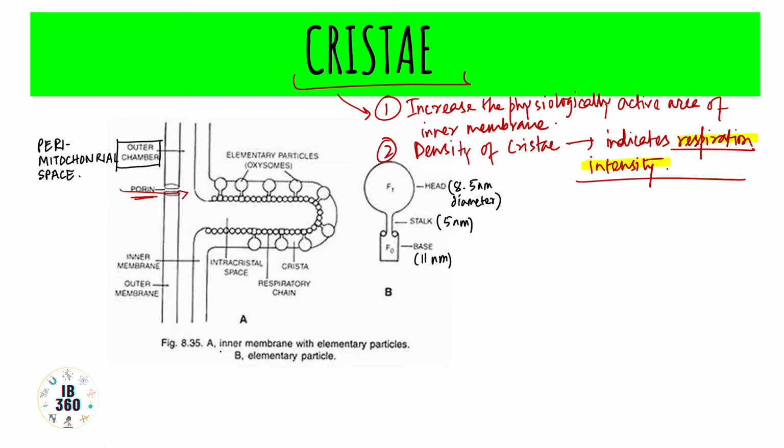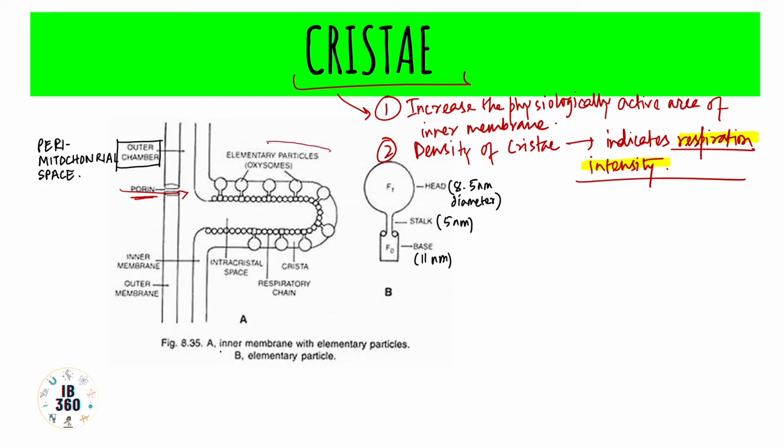Okay, now the next thing is elementary particles. You see here are certain bulb-like structures which are protruding out, or rather inside the cristae only, towards the inner membrane, towards the inner chamber. And these elementary particles are also known as oxysomes. Here is a magnified structure of oxysome.